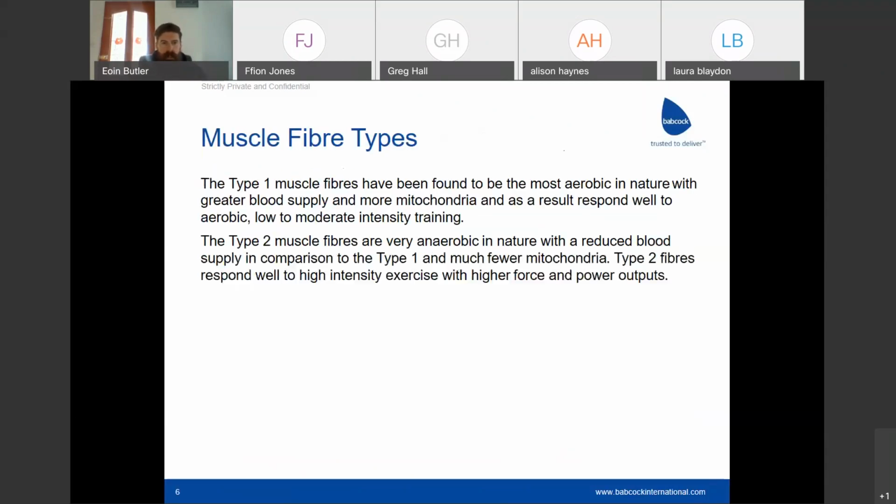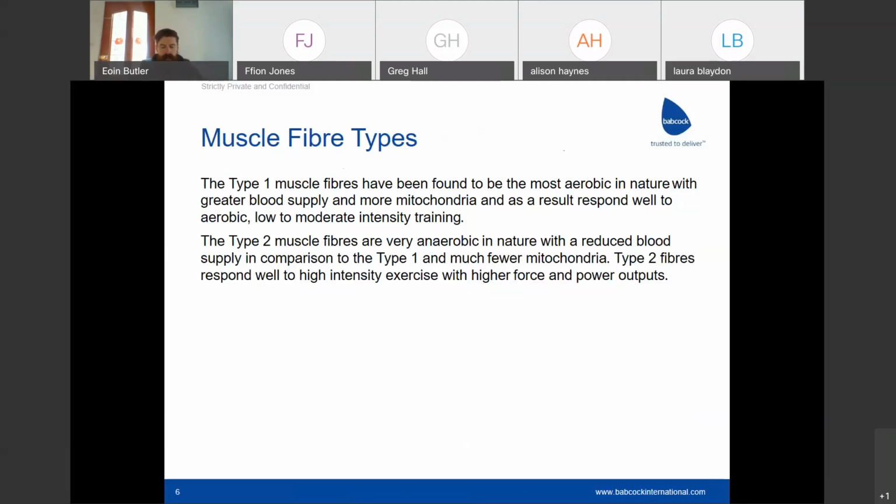The type 1 muscle fibers have been found to be the most aerobic in nature, with a greater blood supply and more mitochondria, and as a result respond well to aerobic low to moderate intensity training. Type 2 muscle fibers are very anaerobic in nature, with a reduced blood supply in comparison to type 1 and much fewer mitochondria. Type 2 fibers respond well to high intensity exercise with higher force and power outputs.